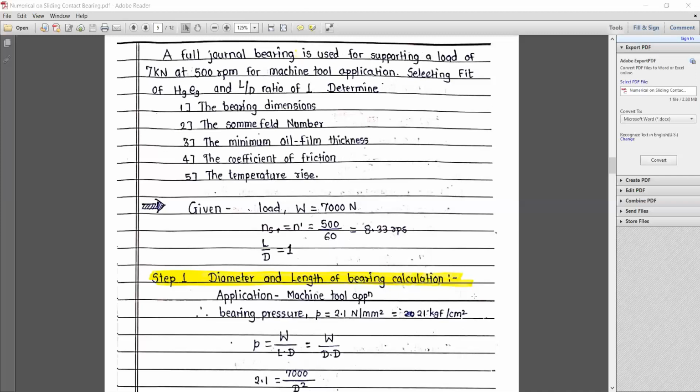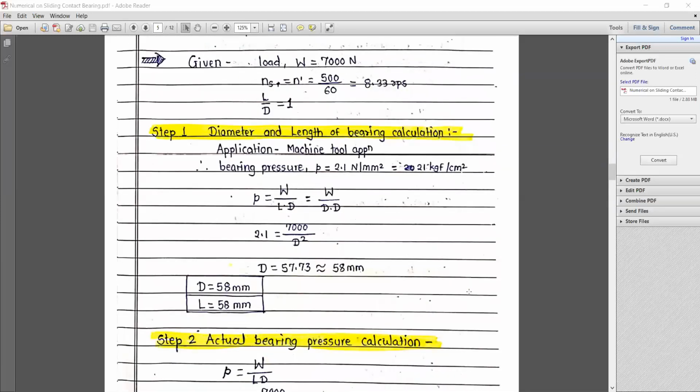Okay, let's start by noting down the given data from the problem. Load 7,000 Newton, that is 7 kilonewton. We need speed in RPS while calculating the Sommerfeld number, so we have converted speed into RPS, that is 8.33 RPS. Given L by D ratio is 1. So the first step is to find out the dimensions of the bearing, that is diameter and length.